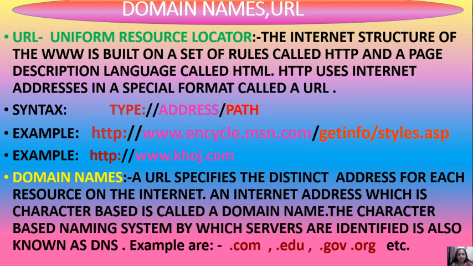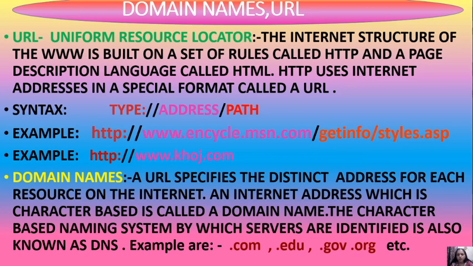So you can see the syntax here. They are written type, address and path. Type, colon, double slash, address and path. And one example is also here. Type is HTTP. It can be FTP. FTP stands for File Transfer Protocol. Here it is HTTP. And address can be any website's address. Here it is written www.encycle.msn.com. And there is a path, catinfo.style.asp. So this is the path. And one more example is here, http www.khoj.com. And there are so many websites. We can write any other example also. So this is URL.